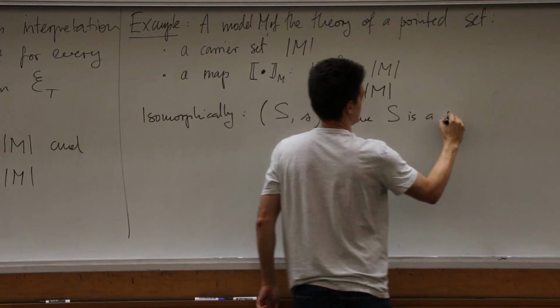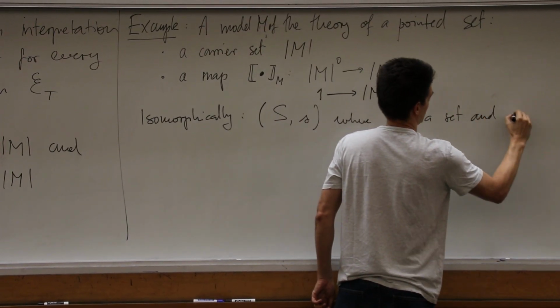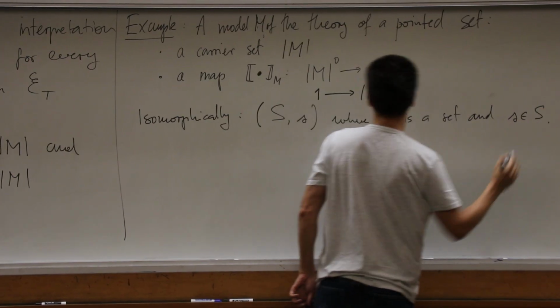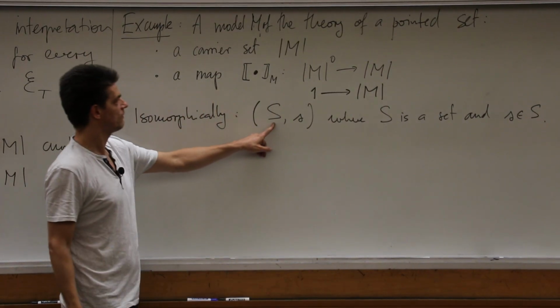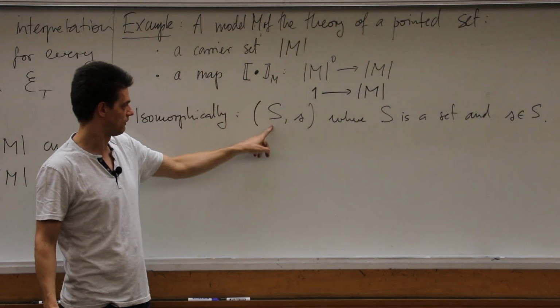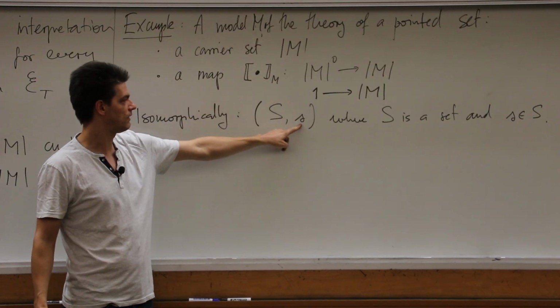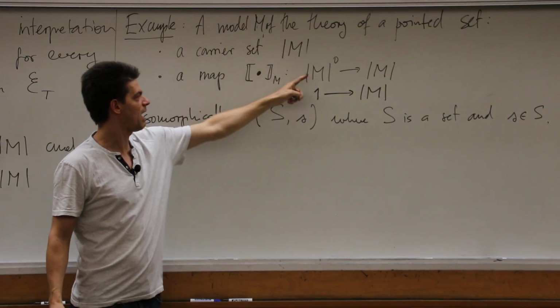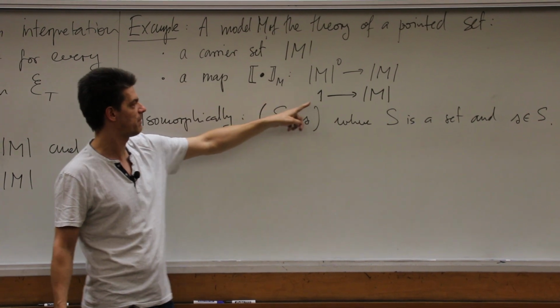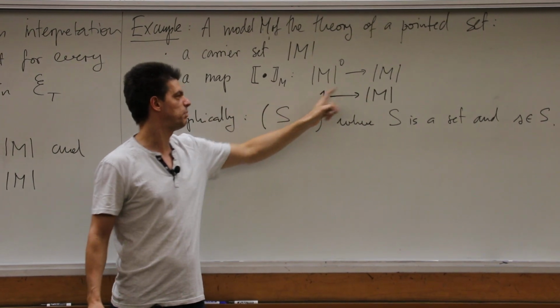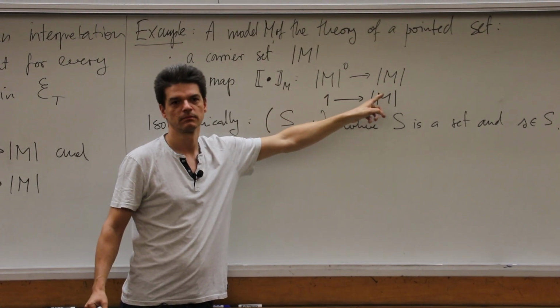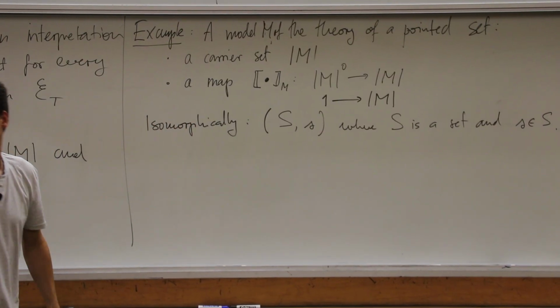S is a set, and S is an element of S. So let's see, why is that? Well, this S is just that set, okay? So it's the carrier. And how does this S correspond to this map? Well, it's just this idea that if you have a map from 1 to M, that's picking out exactly one element. So I hope this is familiar.